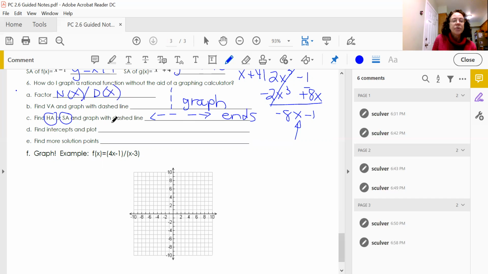Then we'll find x-intercepts and y-intercepts to help ourselves, right? We know how to do that. And then find more solution points where we're like, I'm not exactly sure what's going on, just to get a smooth curve.